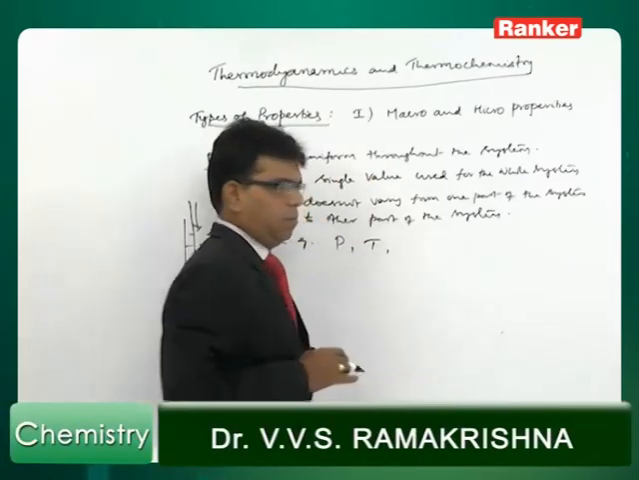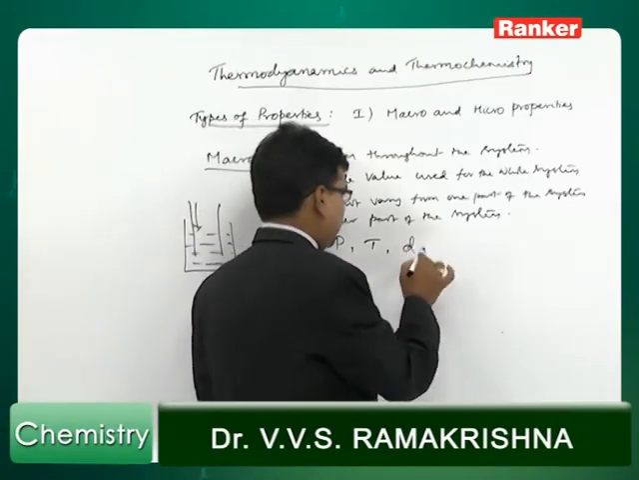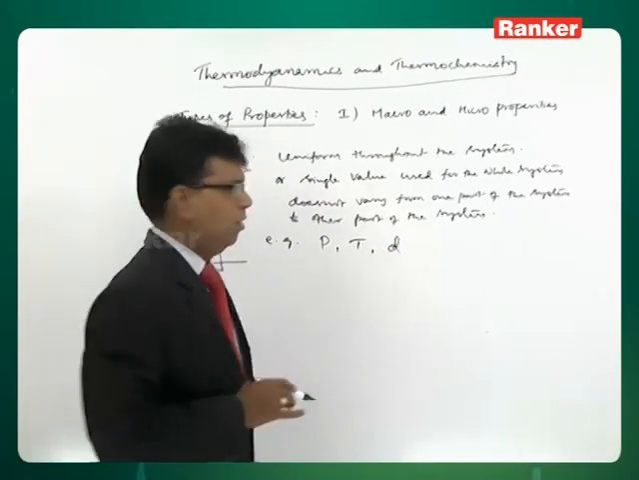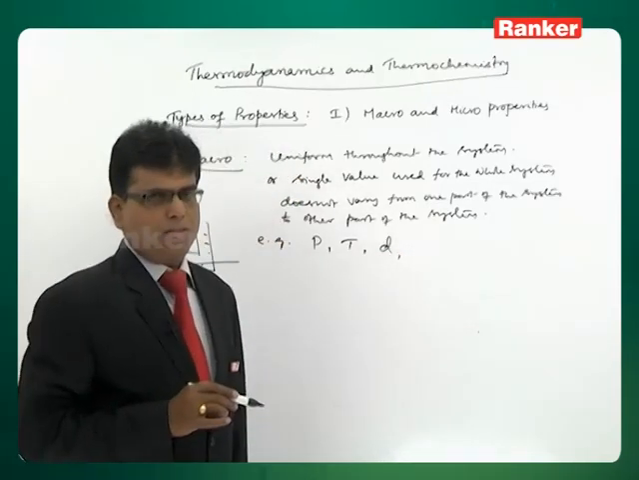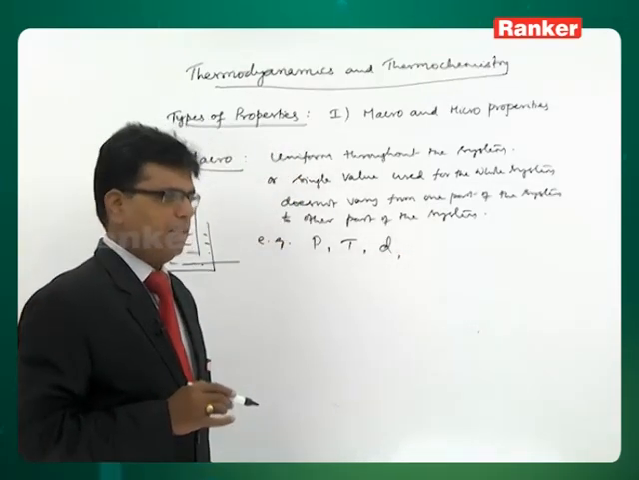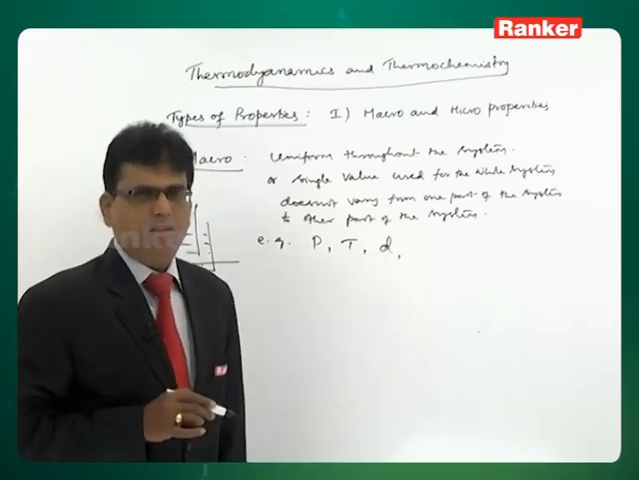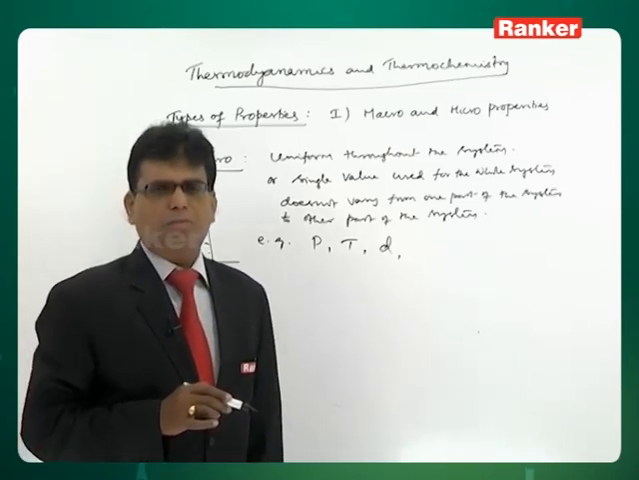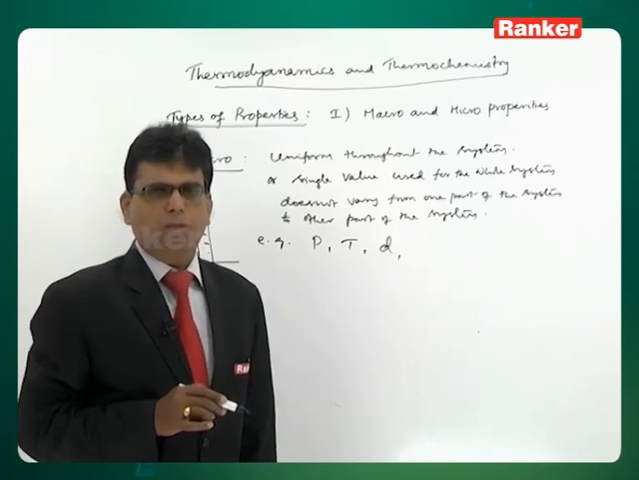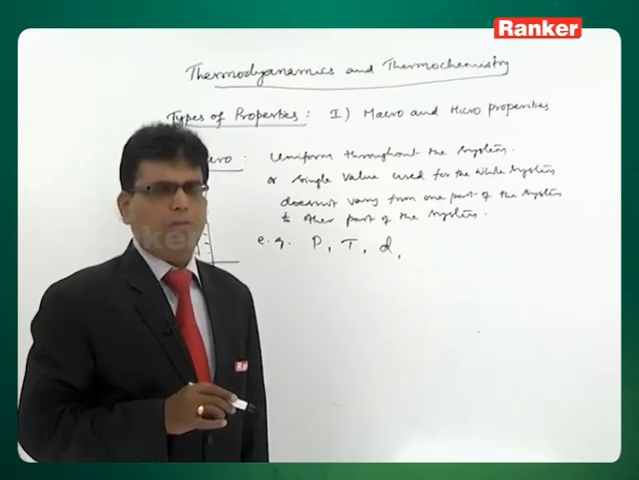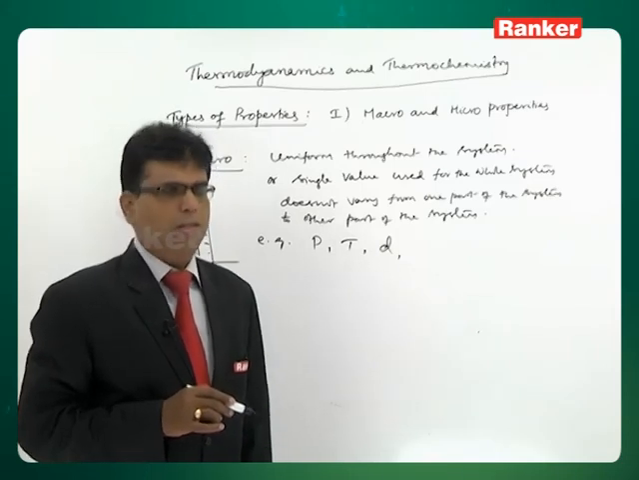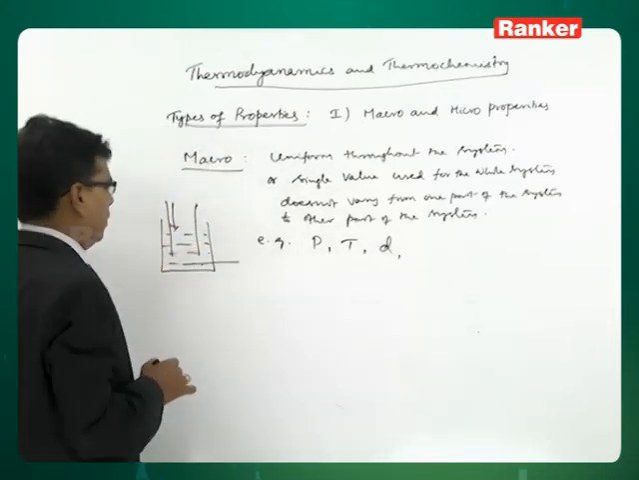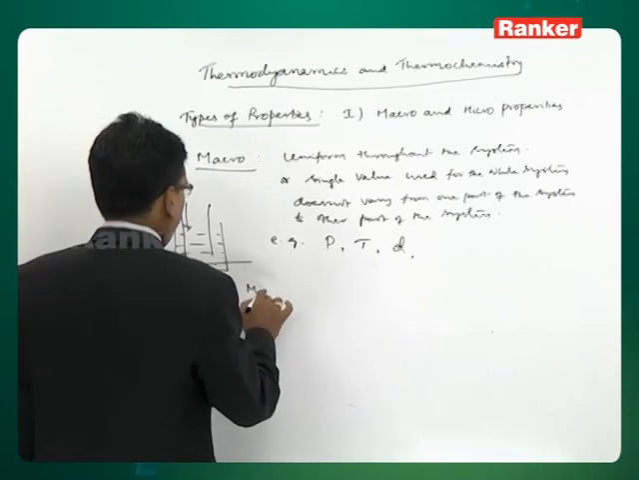Pressure, temperature, density, right. So, these type of properties which are uniform throughout the bulk, which are not different from one part of the system to the other part of the system, uniformly distributed, uniform value or a single value is applicable for the whole system, is what is called macro property. Then we have micro property.